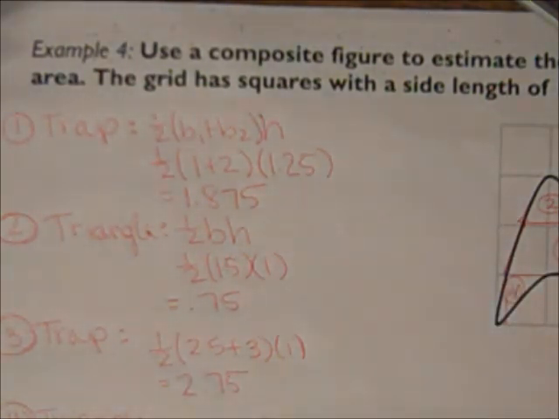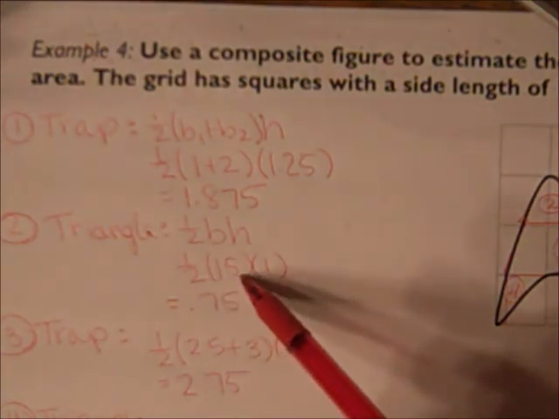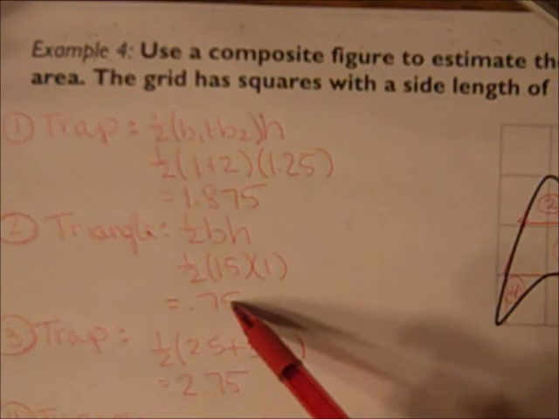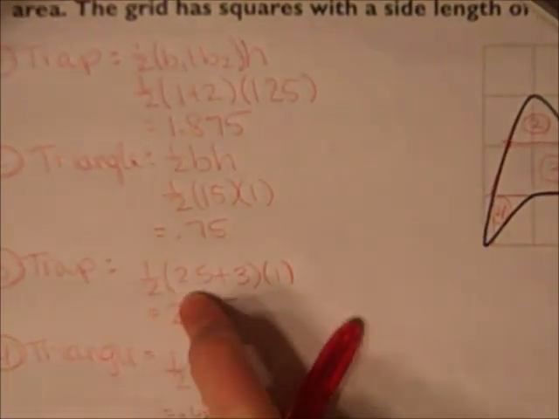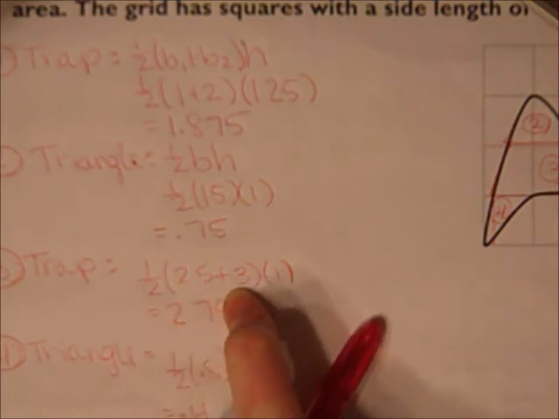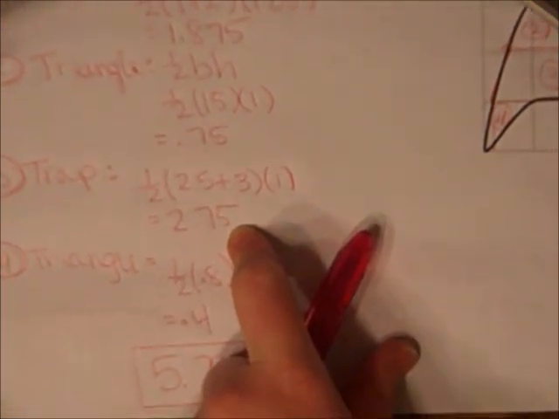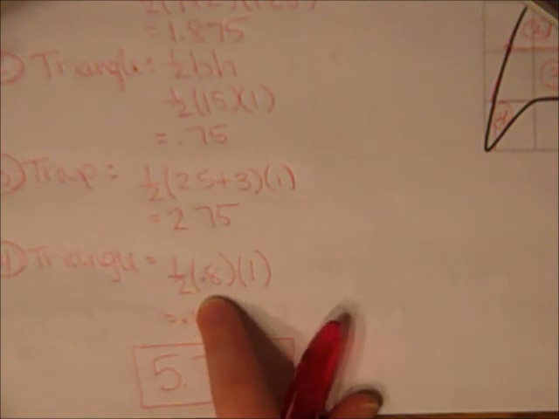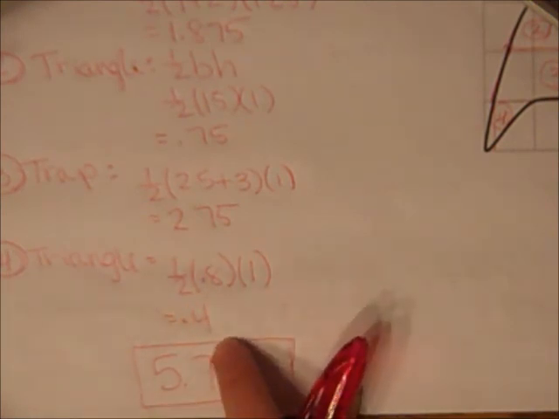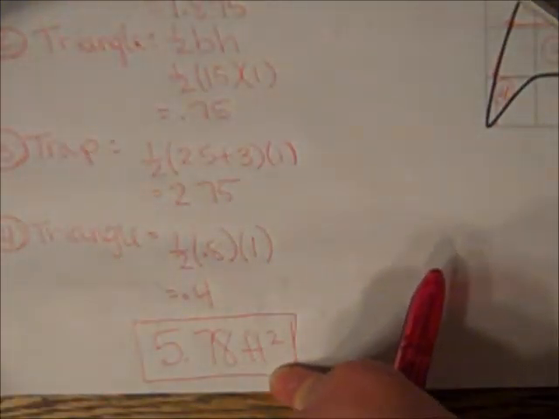The triangle over there next to it, 1/2 base, I said the base was 1.5. The height was 1, so that is 0.75. The trapezoid, I said one of the bases was 2.5, the other base was 3, so that makes it an area of 2 3/4. And lastly, the triangle, I said it was 0.8. You could have just as easily said 0.75. So that gave me an area of 0.4. And then I just added those 4 together to get an area of 5.78.